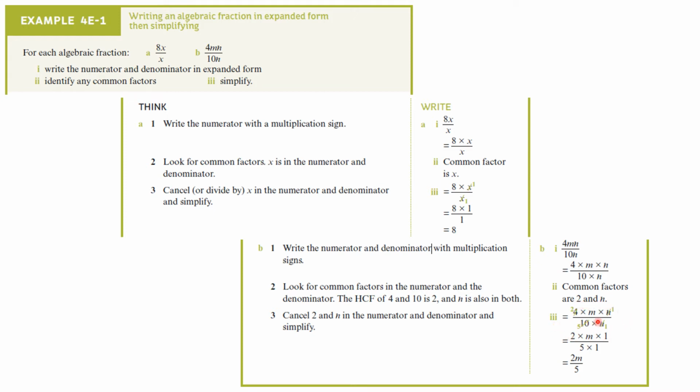The last part is now we're going to simplify. We can cancel out the n's. We can divide both 4 and 10 by 2, so we've got 5 in the denominator, 2 in the numerator. This m here is just on its own, doesn't share anything in common with anything else, so it stays there. So I'm left with now 2 times m times 1 over 5 times 1, and then break that down again, get rid of the multiplication signs, we're left with 2m over 5.